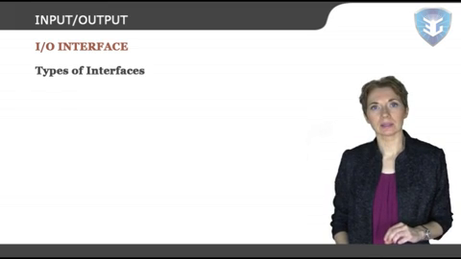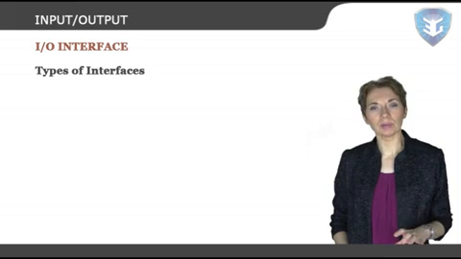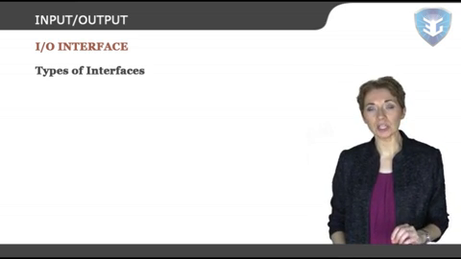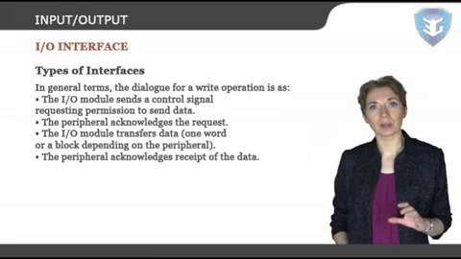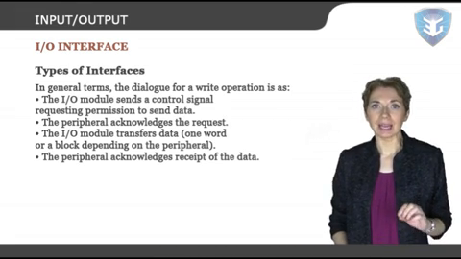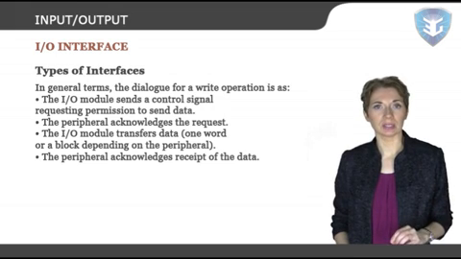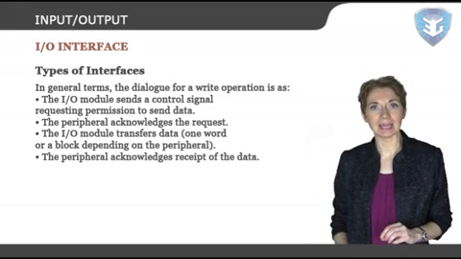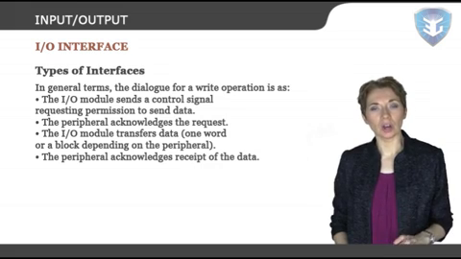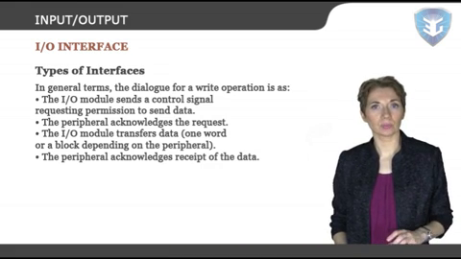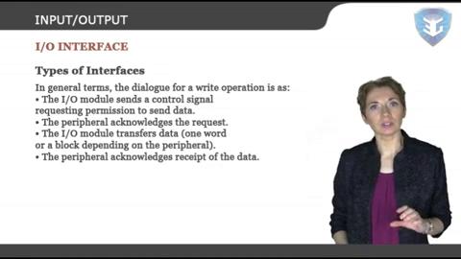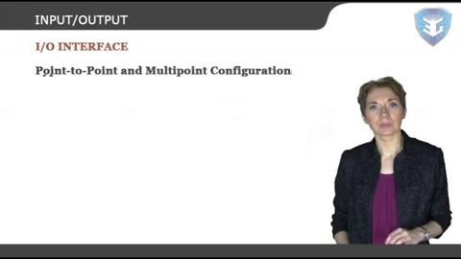Types of interfaces. The interface to a peripheral from an I/O module must be tailored to the nature and operation of the peripheral. In general terms, the dialog for a write operation is: the I/O module sends a control signal requesting permission to send data. The peripheral acknowledges the request. The I/O module transfers data, one word or a block depending on the peripheral. The peripheral acknowledges receipt of the data.